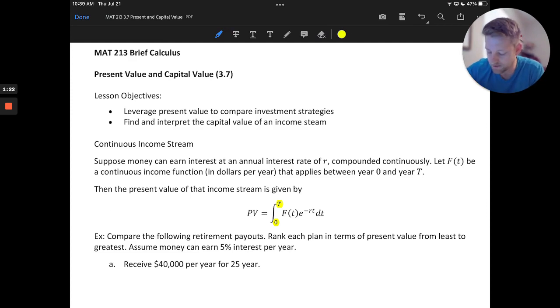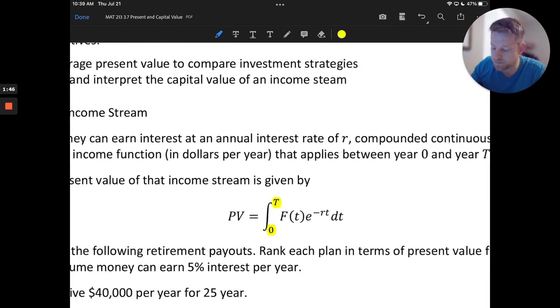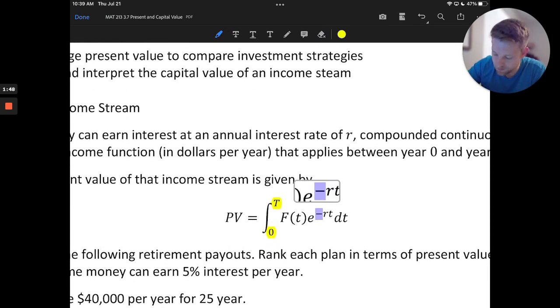Inside the integral, we'll have the capital F of T function. That's the income stream that we want. This F of T is generally going to be a constant income each year, but it could be a variable income, maybe a linear function at most, multiplied by the e to the negative RT. That's really the compounding bit. This is very similar to compound interest for a future value, calculating a future value, but notice that there's a negative in that exponent.